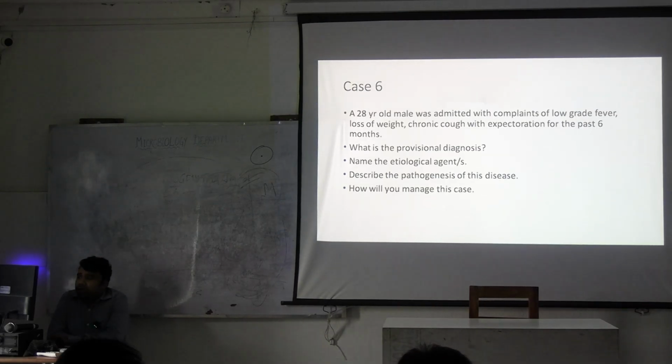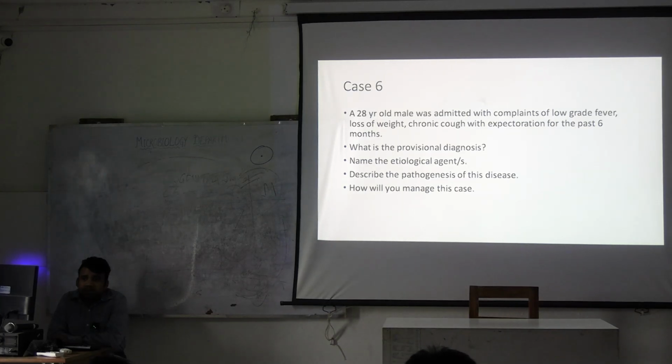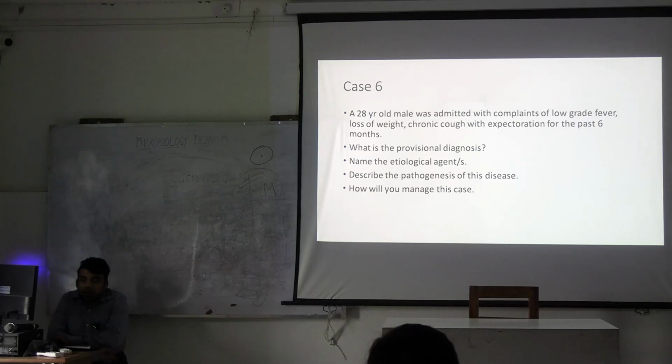A 28-year-old male was admitted with complaints of low-grade fever, loss of weight, chronic cough with expectoration for past 6 months. What will be your provisional diagnosis? Complaints of low-grade fever, loss of weight and chronic cough for more than 6 months.